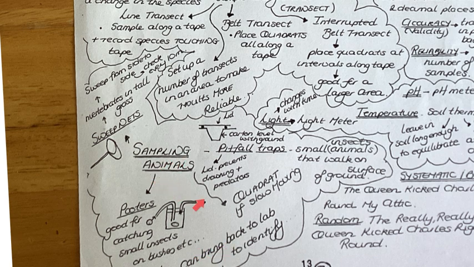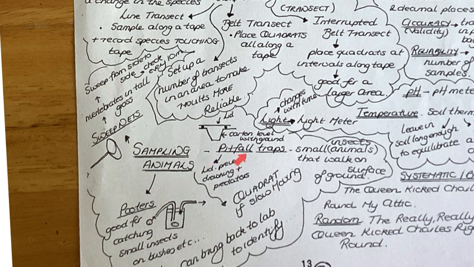If you're sampling a very slow moving animal, like a limpet, think about the things we saw on the seashore, all the shells, they're slow moving animals. You would actually just use a quadrat because they're not going to run out of it.